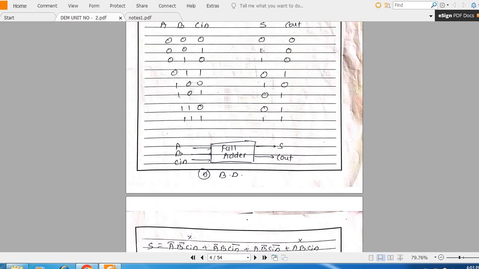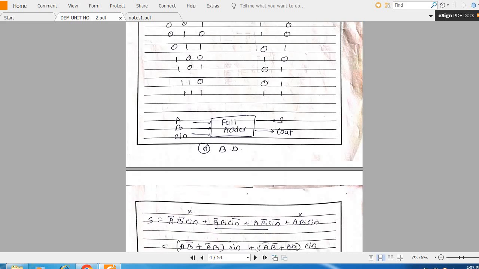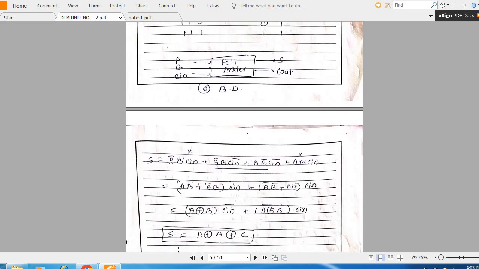So from this truth table we will write the equation. For the sum bit it is 1 for this, A is 0, B is 0, C is 1. So it is nothing but A bar, B bar, C. Next where it is 0, 1, 0 means it is A bar, B, C bar. So we will get an equation like this: Sum is equal to A bar, B bar, C in plus A bar, B, C in bar plus A, B bar, C in bar plus A, B, C in.